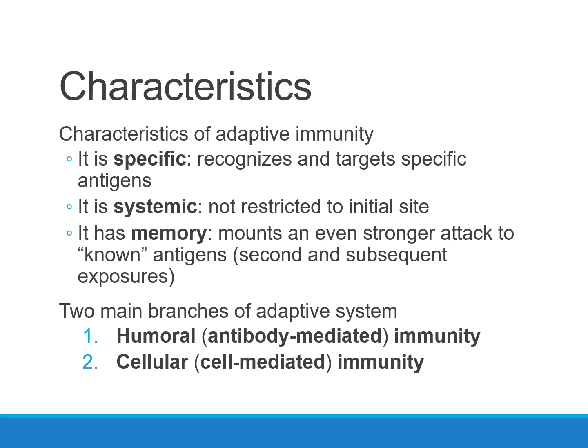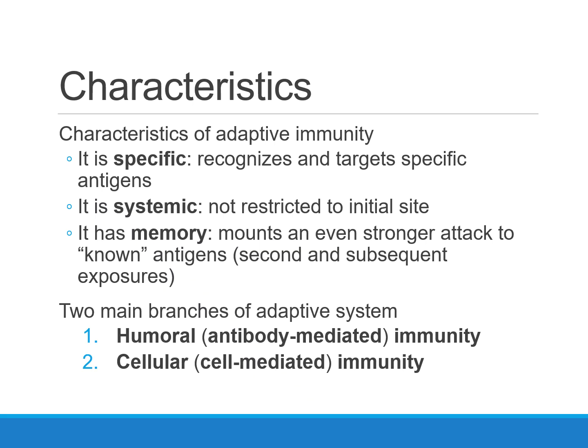So the characteristics of our adaptive immune system are that it's specific, right? It's going to recognize and target specific antigens, unlike our innate immune system that targets all antigens. It is systemic, so it's not restricted to the initial site like we saw with the innate system. It has memory, which means that after you have a confrontation with a known antigen, it makes a little memory chip and stores that away. So every time you're exposed to that again, you don't get sick. It knows exactly what to do. And that idea is the basis for immunizations that we will talk about as well.